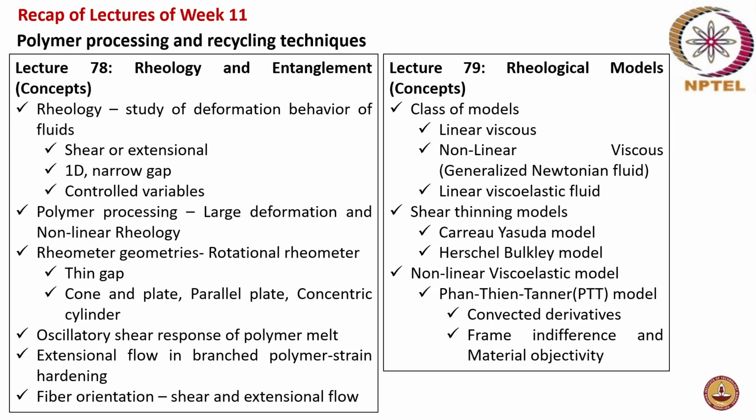And then how extensional flow differs in the case of a branched polymer, and how strain hardening significantly differs between linear and branched polymers. In a linear polymer, the strain hardening is very little, whereas in a branched polymer like LDPE you will find significant strain hardening, which extensively helps in easier processing of these materials.